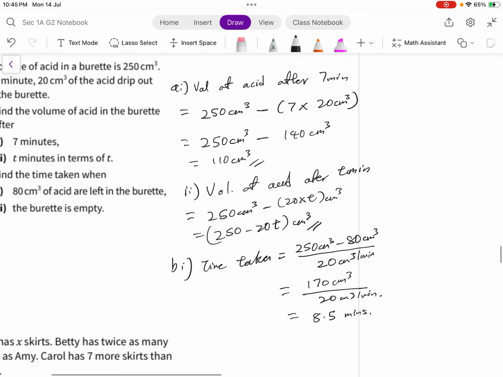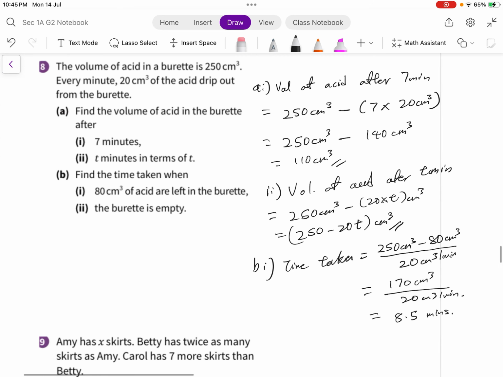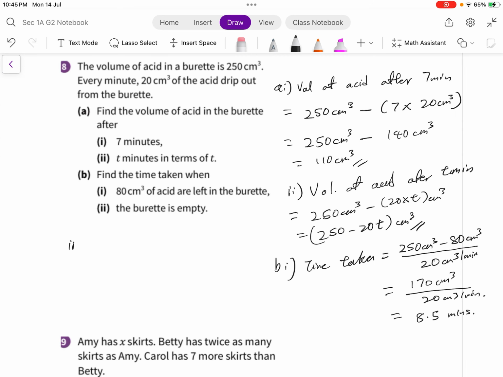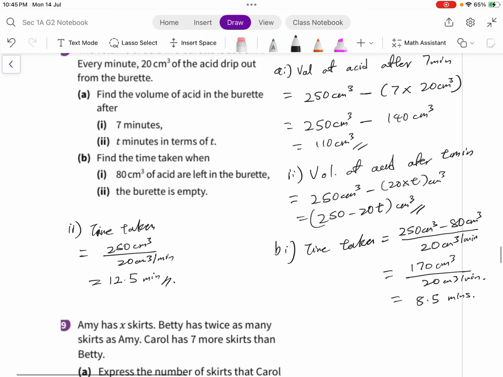Then if the burette is empty, I'm going to write it here because there's not enough space. So time taken is 250 cm³ divided by 20 cm³, so it's 12.5 minutes. Okay, so this is for part B when it's empty.